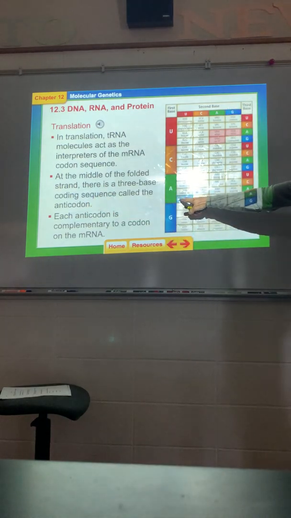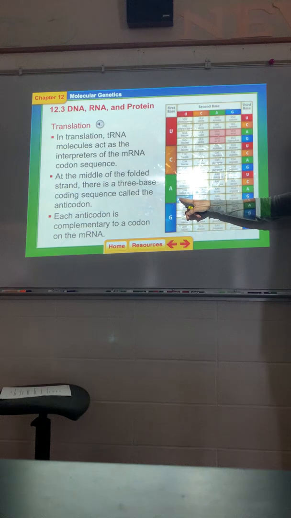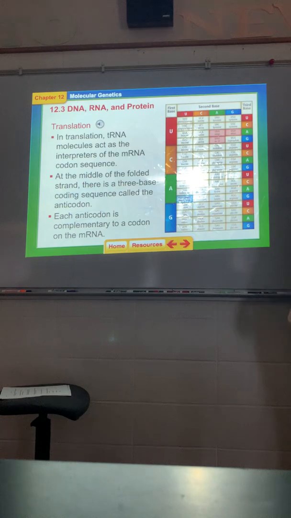So, you guys remember what pairs with A in RNA? U, because there's no T in RNA, remember? So, what pairs with U? A. What pairs with G? C. So UAC would be the anticodon. That's what's on the transfer RNA.